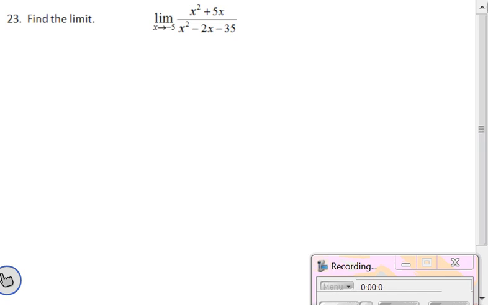Problem 23, find the limit. So always try direct substitution and see what happens. Sometimes you just get the answer. Sometimes you get something else that's very revealing.